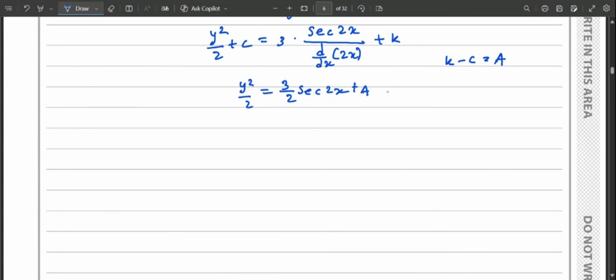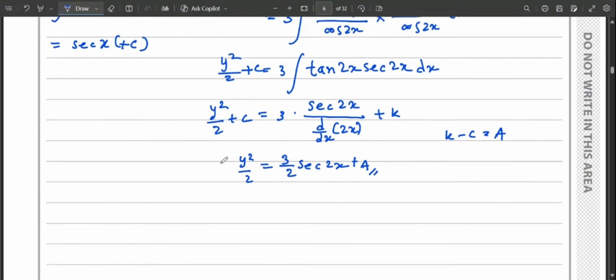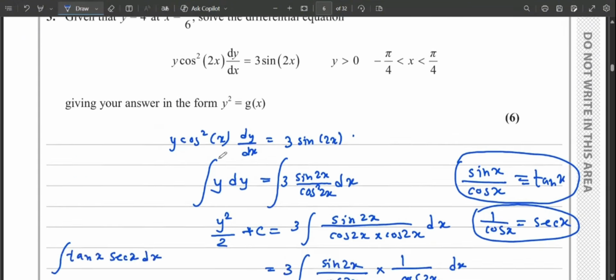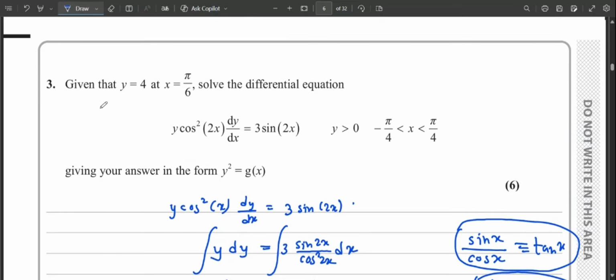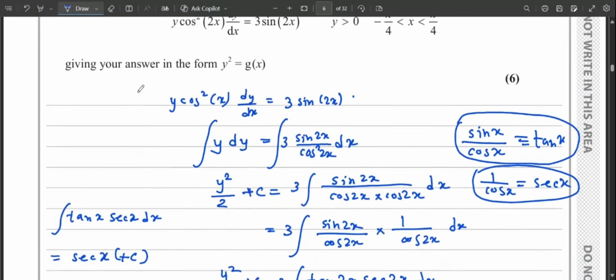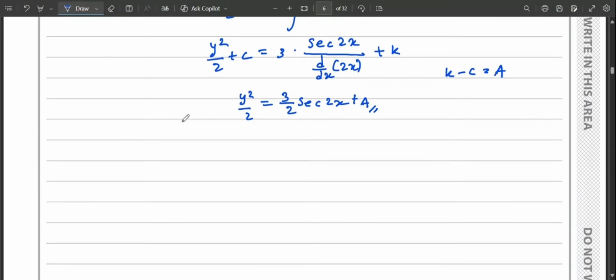But the problem is that in our final expression, we have an unknown, that is a. So we need to find out the value of this unknown before we can declare this expression as our answer. From the question, we can see that 2 points for x and y are given. At x equals pi by 6, y equals 4. So we can input these values into our expression to get a value of a.